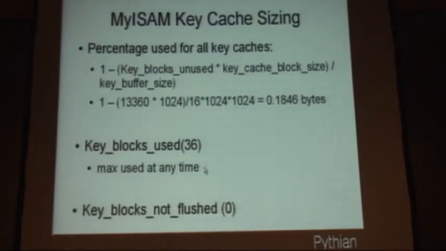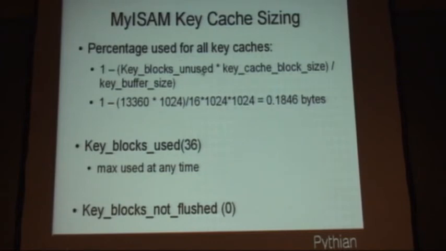MyISAM key cache sizing. Here's how you can find out how much of your key cache is being used. You have the status variable key blocks unused, and you have the key cache block size and the key buffer size. You multiply the number of blocks unused by the size of the blocks, and divide by the key buffer size, and that gives you the percentage unused for all the key caches. Unfortunately, I don't think you can get statistics per cache from status. You only get it for everything, but it does add up all of the individual ones.